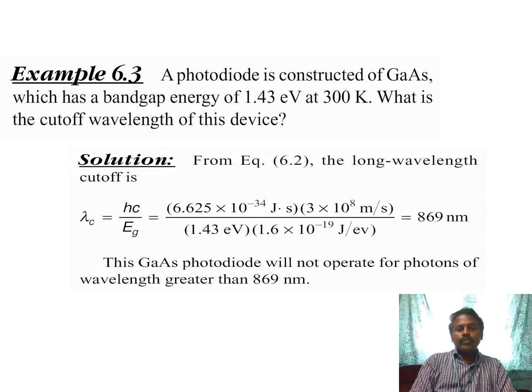For an example, we can do one problem. A photodiode is constructed of gallium arsenide, which has a band gap energy of 1.43 electron volt at 300 Kelvin. What is the cutoff wavelength lambda c? Lambda c is equal to hc by Eg. We know h is Planck's constant and c is the speed of light. Eg is 1.43 into 1.6 into 10 power minus 19 joule. So finally we get lambda c equal to 869 nanometer.